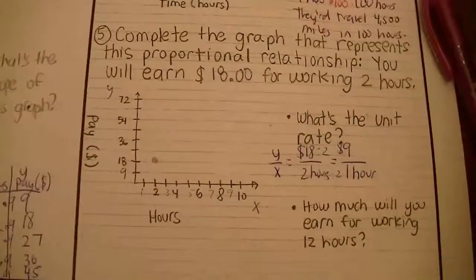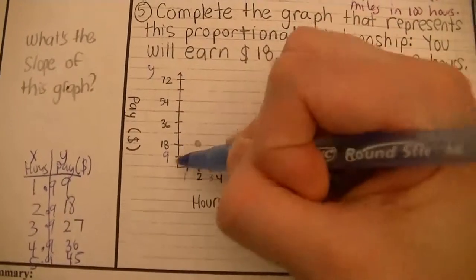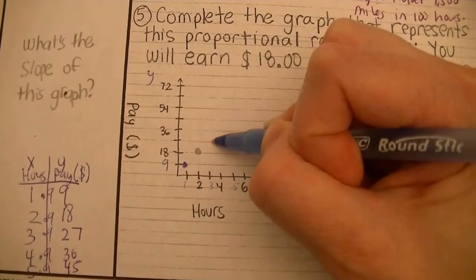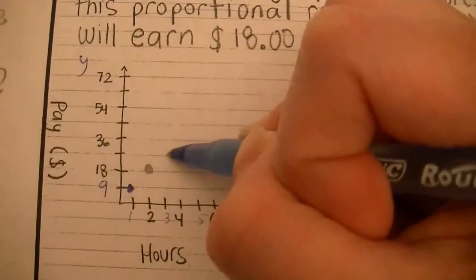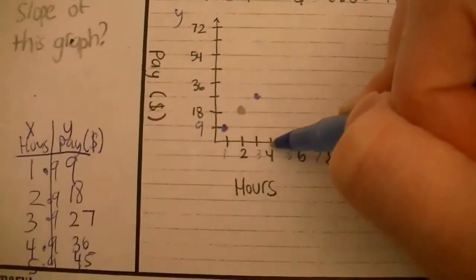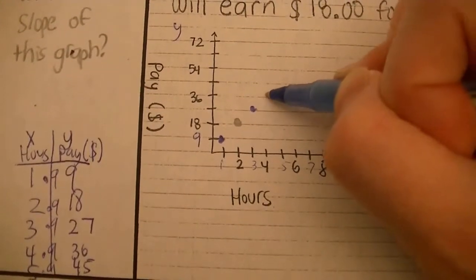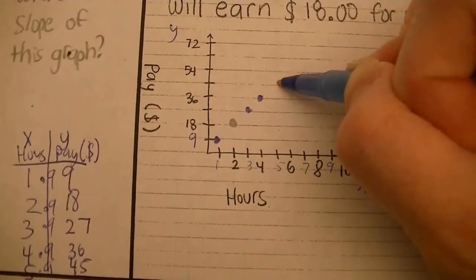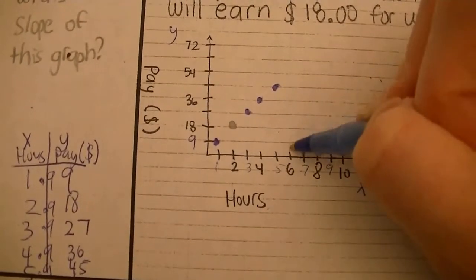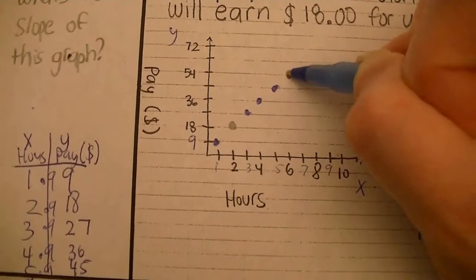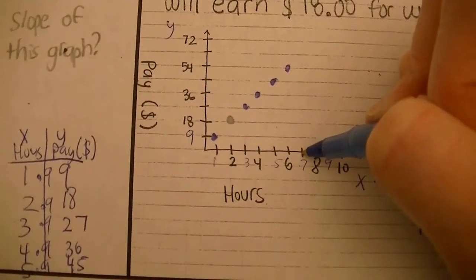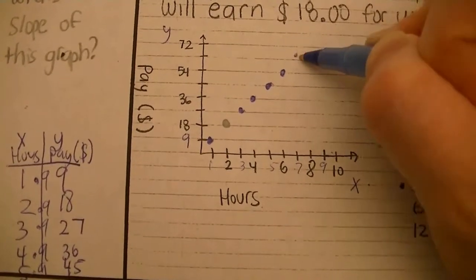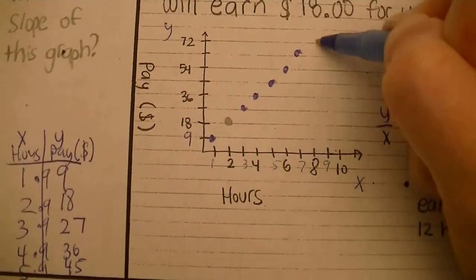Okay, let's go ahead and plot those points. 1, 9 right there. 2, 18. 3, 27. 4, 36. 5, 45. And you can kind of continue the pattern right here. You know, it'd be 6, 54. 7, 63. Oops. 8, 72.